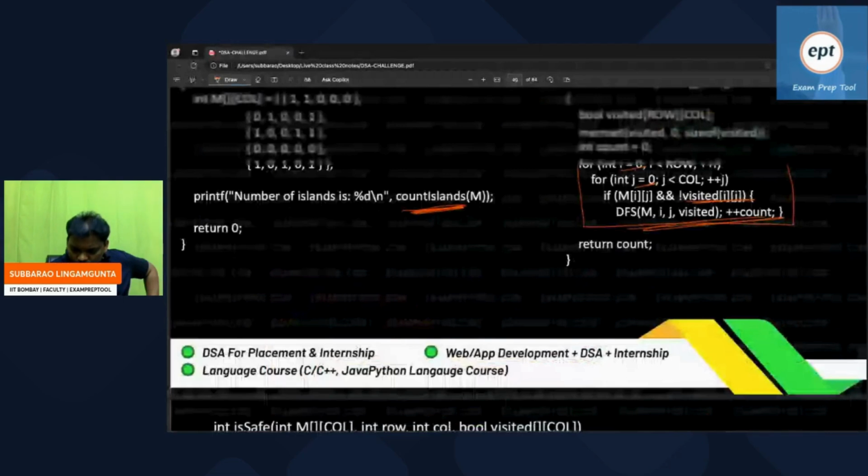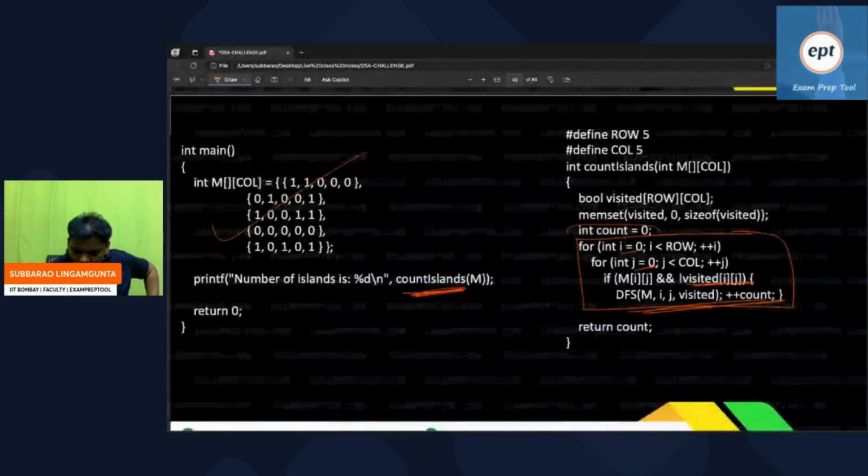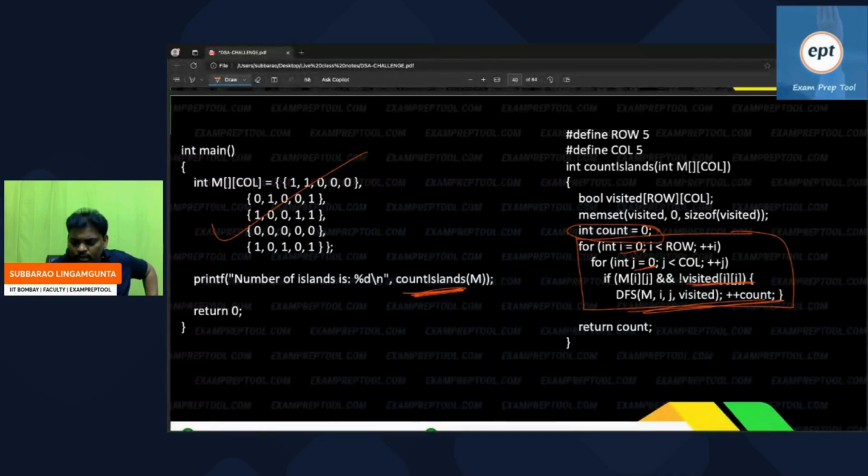Whenever, the count is 0 initially, the number of islands is going to be initially 0. After everything, you will increment the count by 1. Lastly, return count. That count comes to here, so it will be printed.